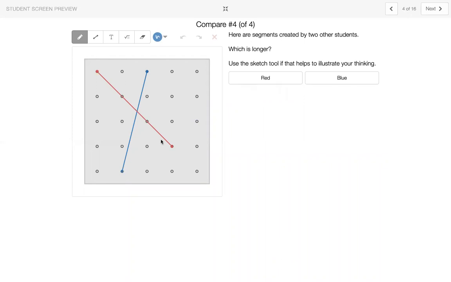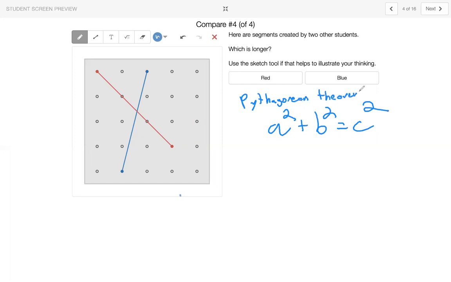So with our lines here, these are both on diagonals. They're not horizontal, they're not vertical. So we're kind of stuck. But luckily, we can use this old trick: a squared plus b squared equals c squared, or if that rings a bell, the Pythagorean Theorem. That's what we can use here.